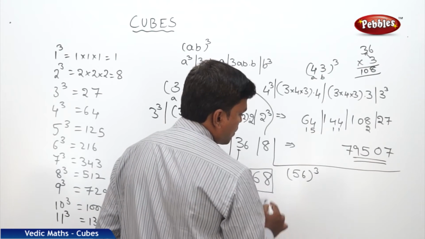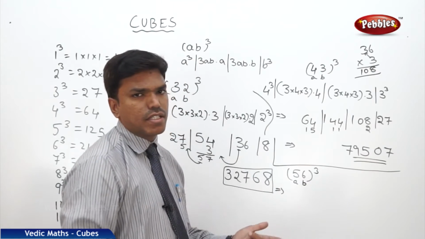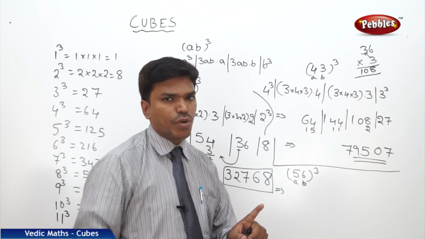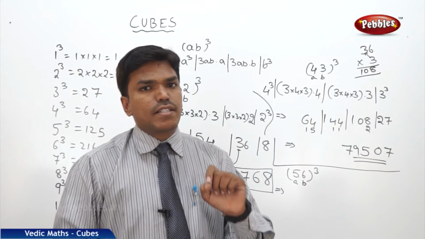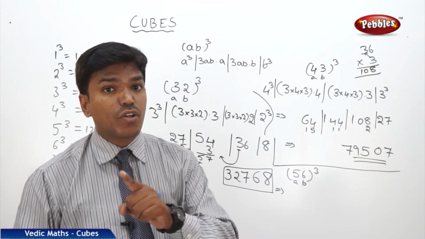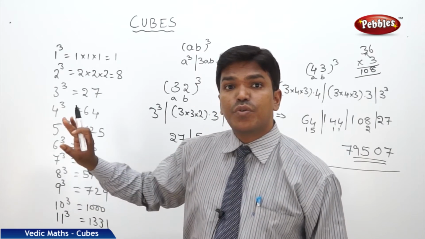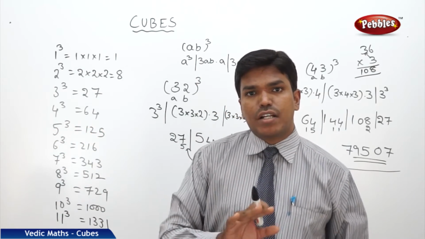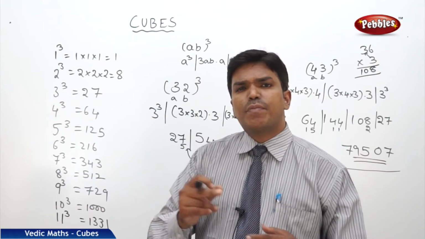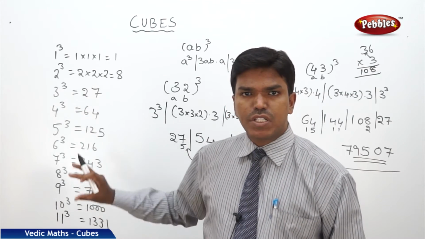I want 56 cube. Now this time, this is A and this is B. That means 5 is A and 6 is B. Start from the right side. B cube. B cube is how much? That means 6 cube, because 6 is in the place of B. 6 cube value is how much? 216. See, all these values you need to remember at the time of calculation. You need to learn these values by heart, because they are going to repeat a lot of times in the coming calculations.